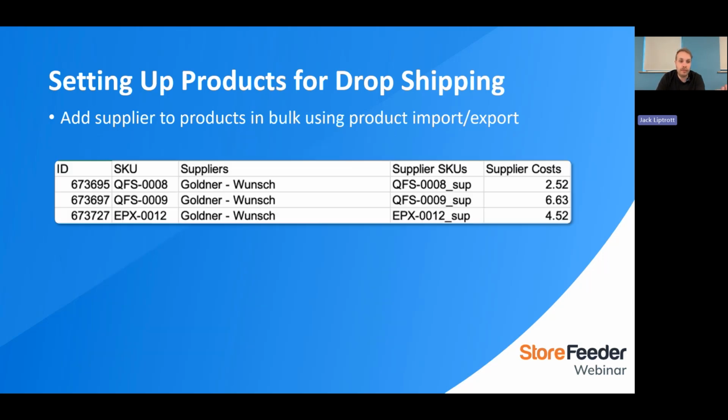So zoom in a bit. And you've got that information, which is then ready to be uploaded back into StoreFeeder just through the product import export again. And that will automatically add it to your products. So at this point, you'll have your supplier set up, your template set up, and all products that are ready to be drop shipped set up as well.